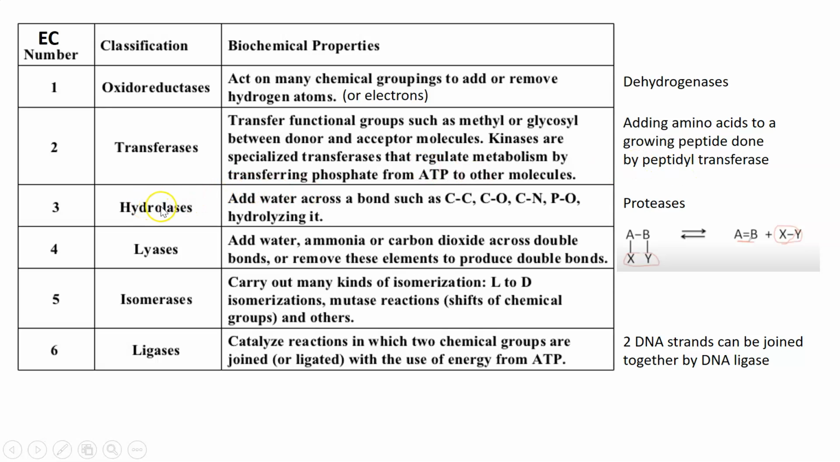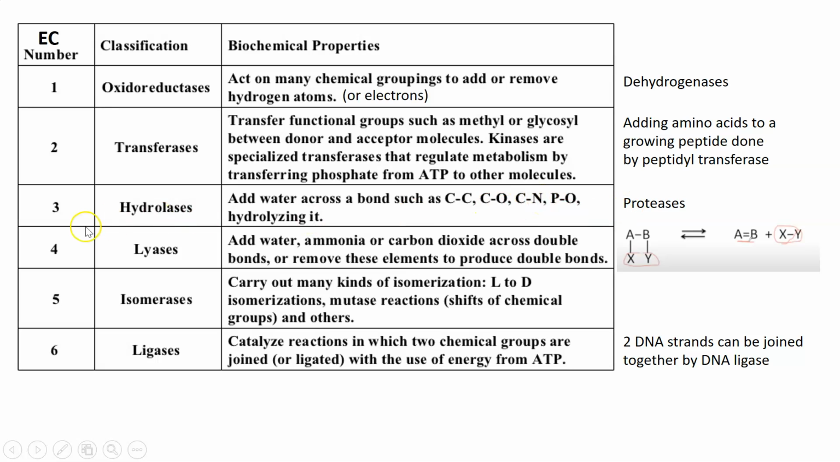Okay, hydrolases, so enzymes which break down things. For example, proteases break down proteins. They break down the peptide bonds. How do they do this? Well, they do it by introducing water, a hydrolytic reaction, to break down these peptide bonds.